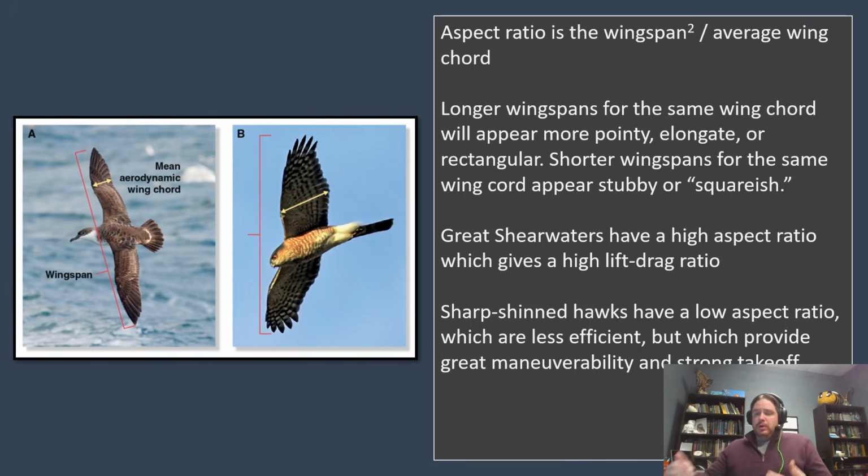So if you have a long wingspan for the same wing chord, so if we set wing chord as a static value and extend the wingspan, what happens to the shape of the wings? They get longer and often kind of pointier, or more like a thin, long rectangle as we do this. And as long as we set that wing chord static and then we adjust wingspans, we can get skinnier and skinnier looking wings.